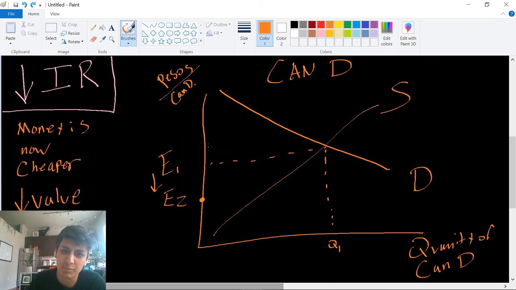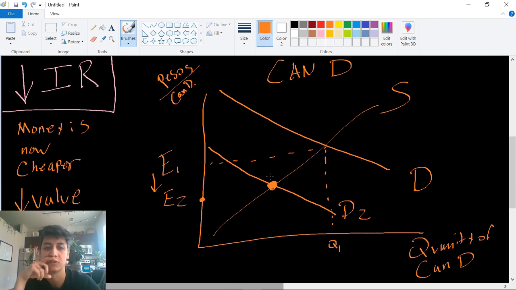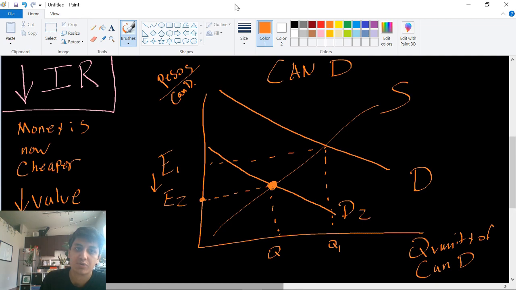I think a decrease in demand makes a little bit more sense because exchange rates have to do with trading, which have to do with demand, demanding goods. So that's what I'm going to do. I'm going to show that decrease in demand, which ultimately leads us to that lower exchange rate.